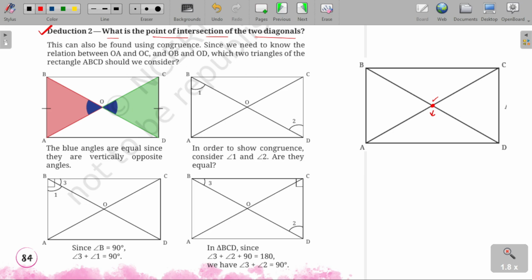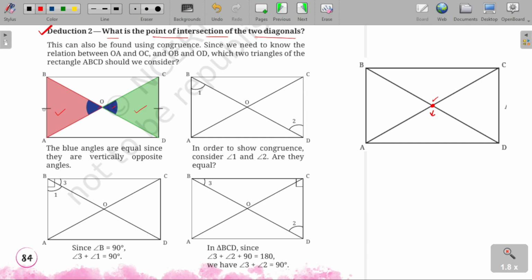You can see here some parts are shaded in the rectangle, this pink one and green one, and there are some blue angles. Can you see that? They are showing that these two diagonals have some relation with each other. How will we deduce that? Let's do it.